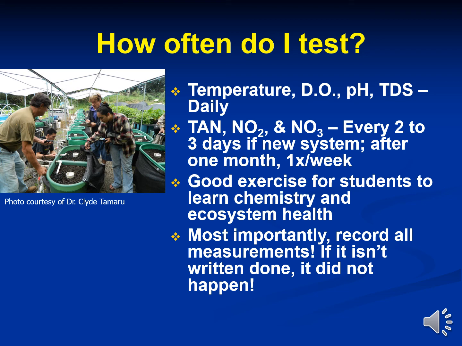So, how often should you take measurements? It is recommended that temperature, DO, pH, and total dissolved solids be taken daily, as these can change day to day. If you're just starting out with a new system, check the TAN, nitrites, and nitrates every couple to 3 days. Once the system is cycled, you can take the nitrogen components 1 time a week. If you're a teacher, taking water chemistry is a fun and useful tool for your students to learn chemistry and about ecosystem health. Just remember, record those measurements.